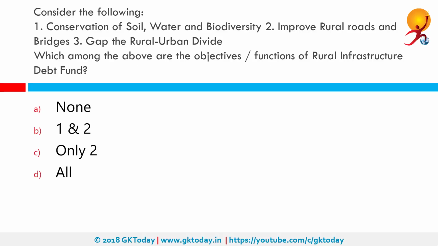Consider the following. 1. Conservation of soil, water and biodiversity. 2. Improve rural roads and bridges. 3. Bridge the rural-urban divide. Which among the following are the objectives or functions of Rural Infrastructure Debt Fund? All of these are functions of this particular fund.